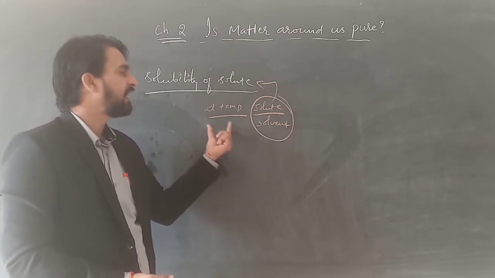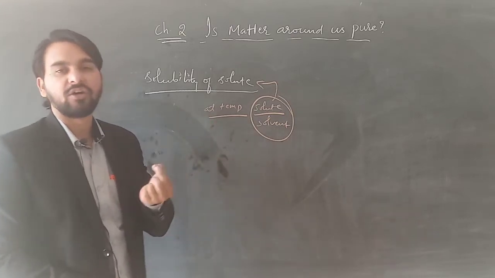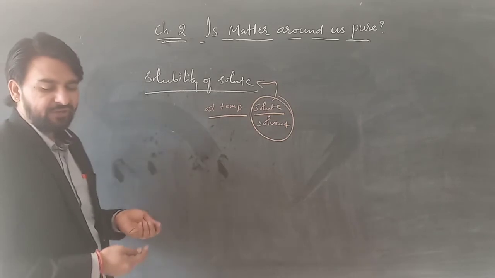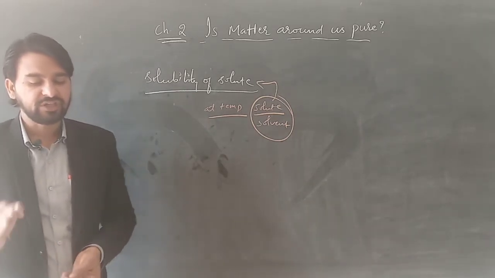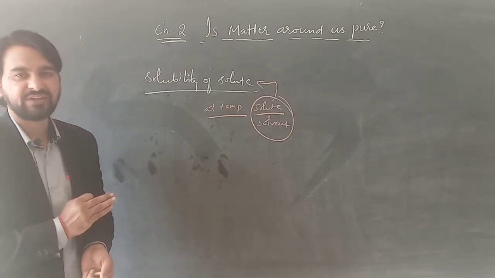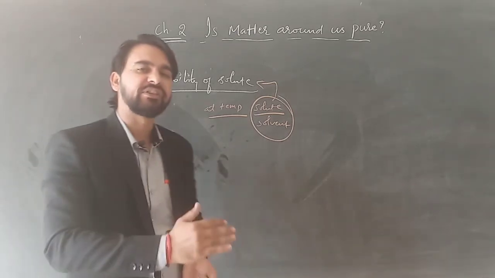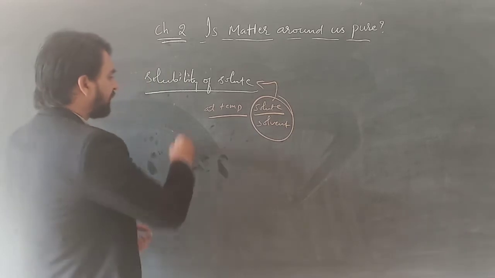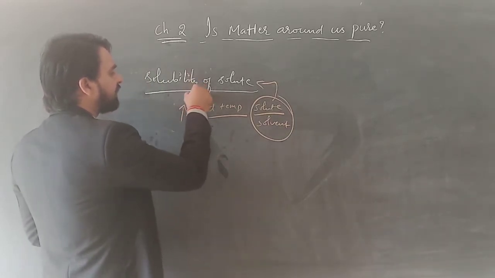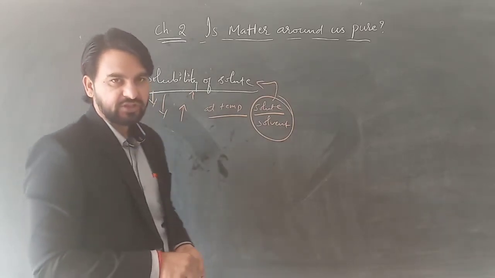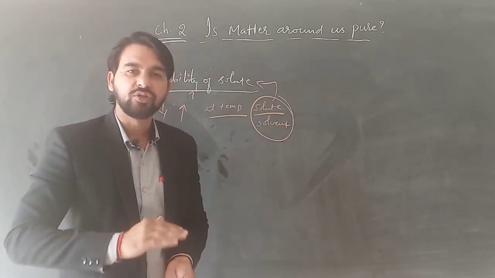That can be defined as the solubility of that particular solute. Then how can we count the solubility of a solute in a particular solution? As I have said, it can be increased with the increase in temperature and decreased with the decrease in temperature. If you are increasing the temperature, the solubility increases. If you are decreasing the temperature, then the solubility also decreases. So it varies with respect to temperature.